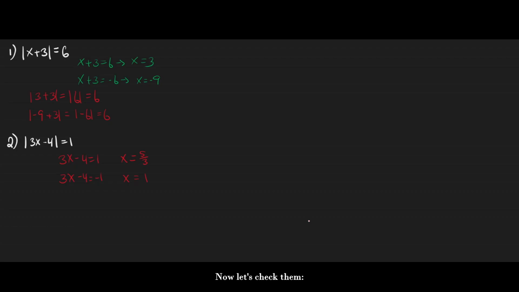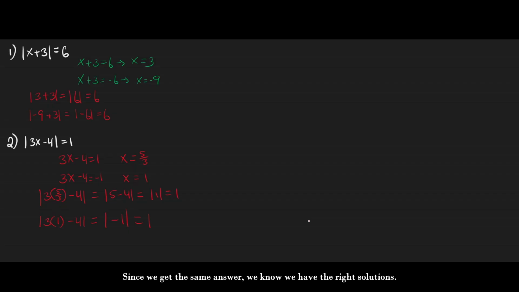Now let's check them. The absolute value of 3 times 5 over 3 minus 4 equals the absolute value of 5 minus 4, which equals the absolute value of 1, which equals 1. And the absolute value of 3 times 1 minus 4 equals the absolute value of negative 1, which equals 1. Since we get the same answer, we know we have the right solutions.